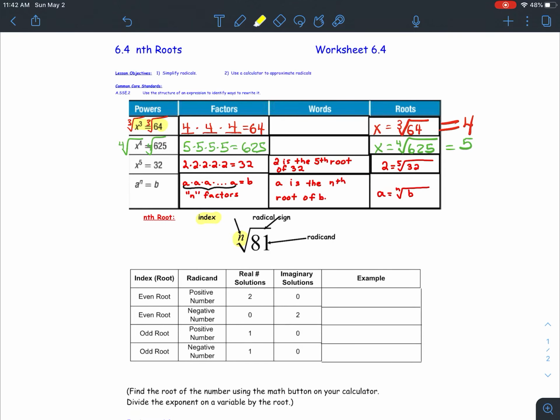So if I'm going to do the cubic root of 64, I'm just going to use the math button on my calculator, select the cubic root, type in 64, and I get that to be a 4. Now I'm not putting a plus or minus here because this is an odd root.